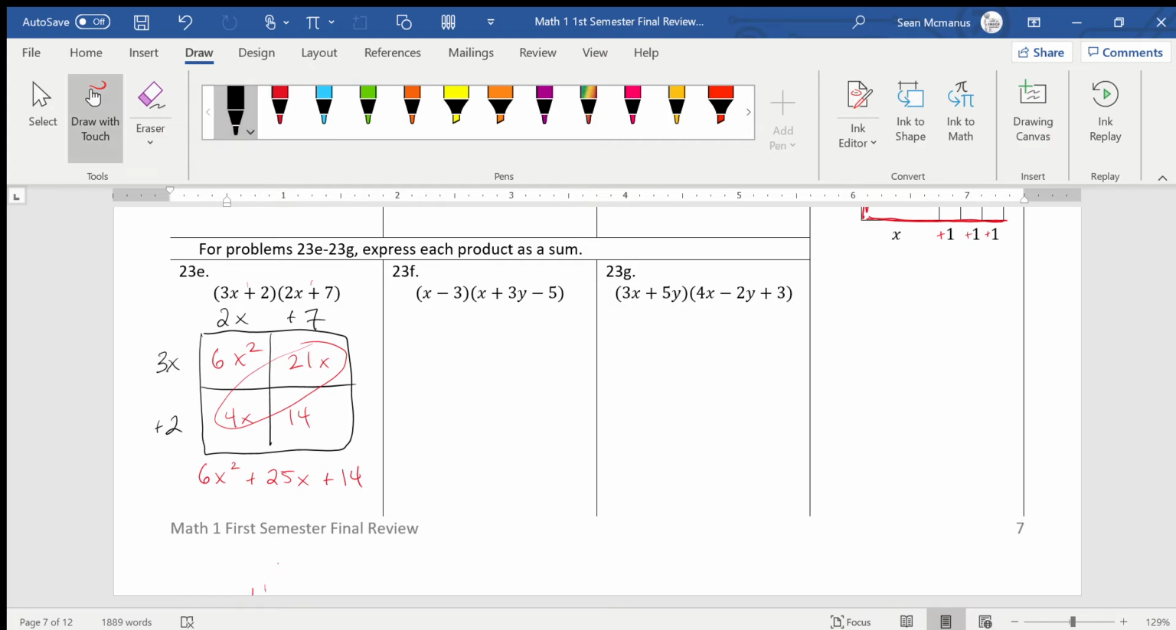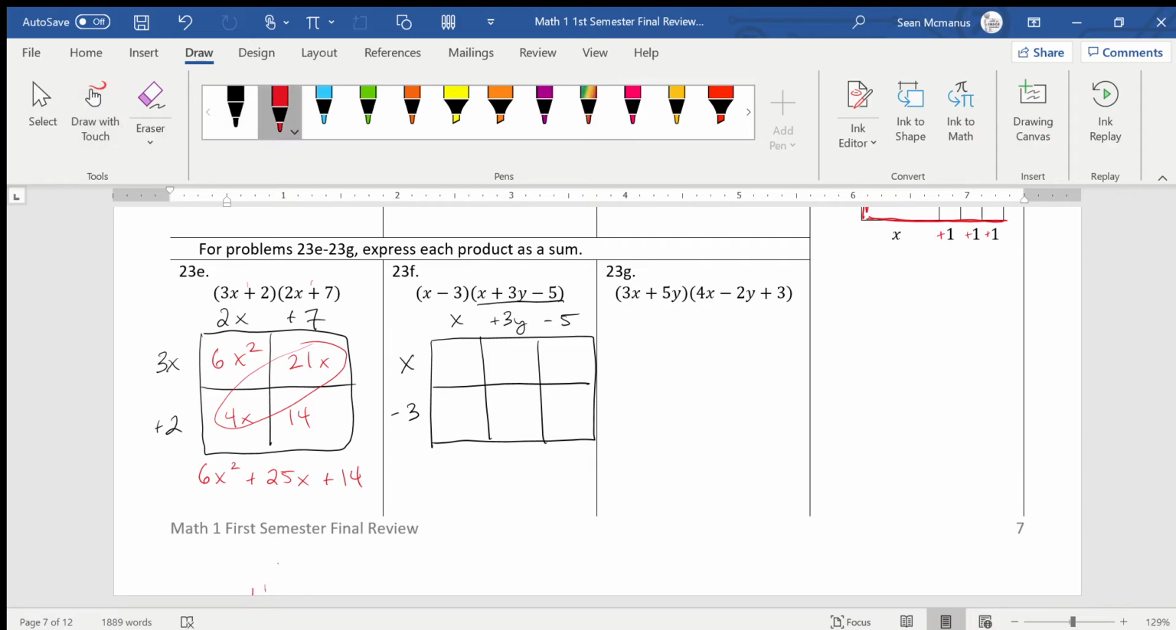All right, so 23F. This one's actually exactly the same, but if you look here, our second quantity has 3 terms in it. So that just means that, let's make myself a little bit more room. So let's go like this. That really just means that I'm going to have 3 columns. So I'm going to have x minus 3, and then I have x plus 3y minus 5. So I'm going to go ahead and fill this in now.